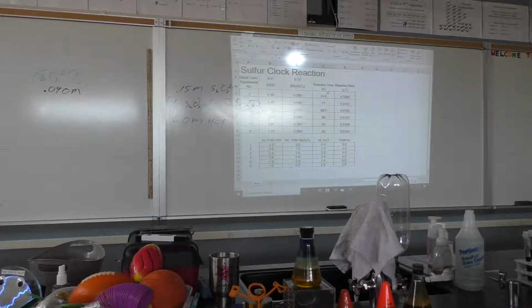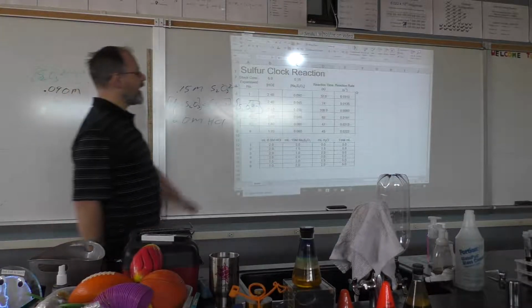So what did you get for the reaction time for experiment 1? 32. 32. And number 2? 74. Number 3? 74. No, for the second one, it's 74. That one is 108. 108. 62. 47. 45. All right. So basically what we have here is our reaction time.